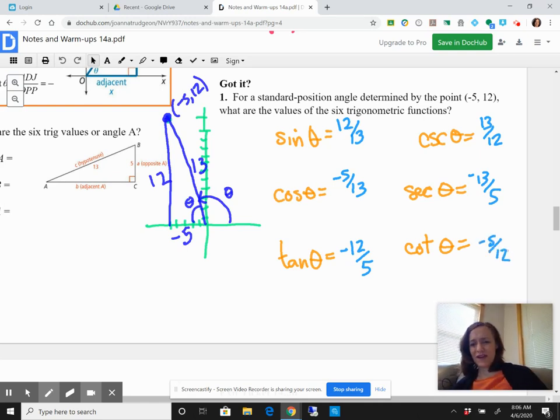Why is this 5, 12, 13 triangle nicer than the 6, 8, 10 that we had above? It's because I didn't have to do any reducing of the fractions here. It was all taken care of for me. All right, so that's that.